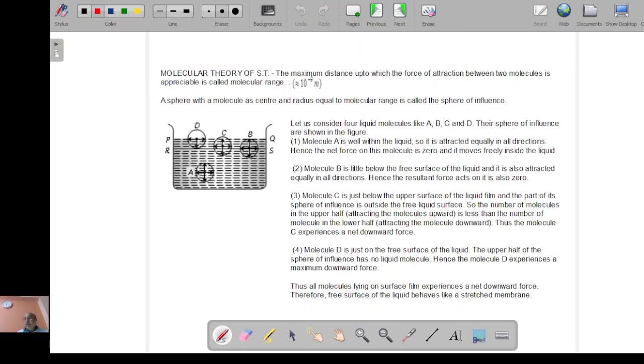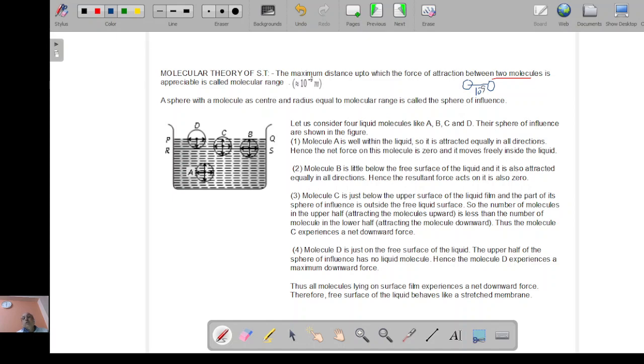Now we will discuss the molecular theory of surface tension, how this comes in. The maximum distance up to which the force of attraction between two molecules acts is nearly of the range of 10 to the power minus 9.